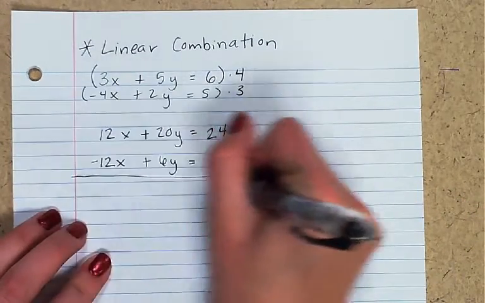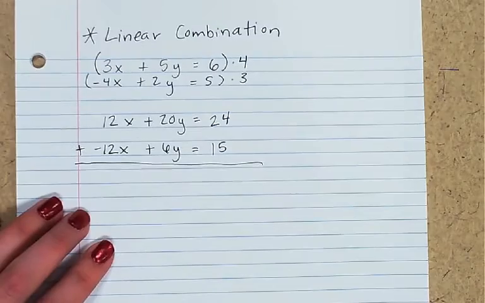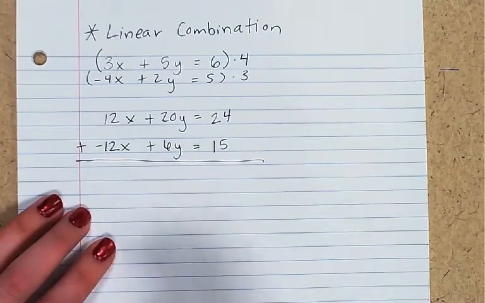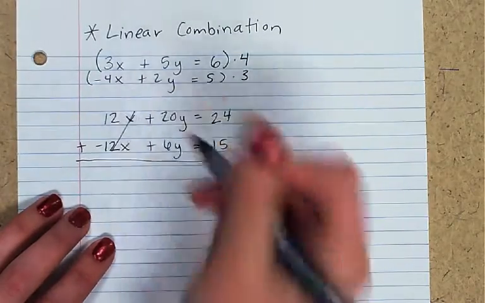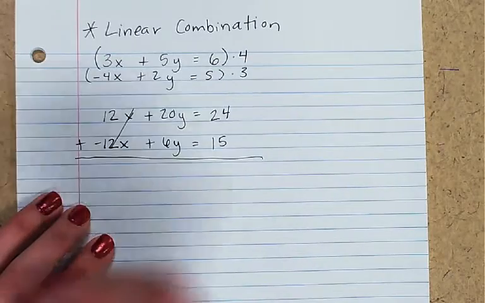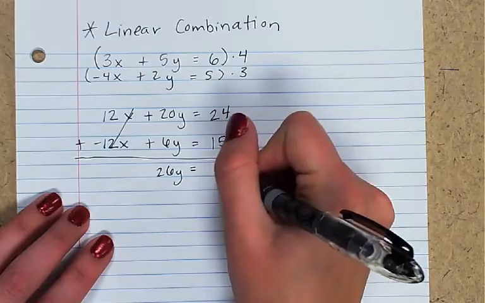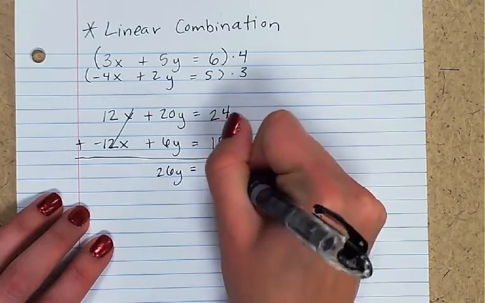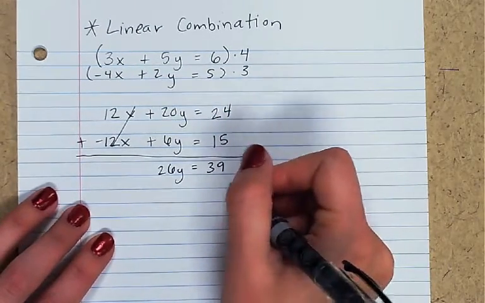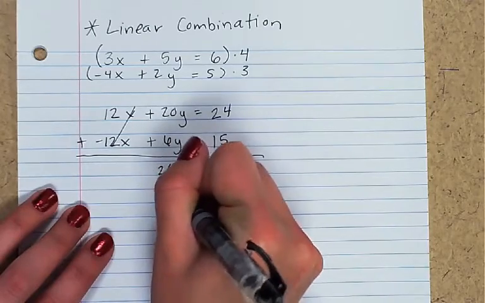So now when we add our equations, the x's are going to cancel out. 12x plus a negative 12x, that's gone. 20y plus 6y is 26y. And 24 plus 15 is 39. Okay, so then we're going to divide both sides by 26.